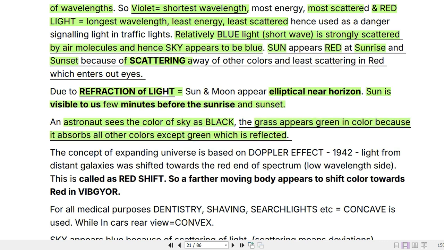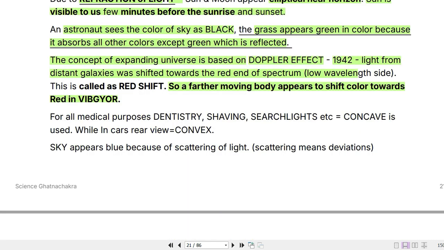The concept of the expanding universe is based on the Doppler effect. 1942 में ये आया था. Light from distant galaxies was shifted towards the red end of the spectrum, that is the long wavelength side. This is called redshift. So a farther moving body appears to shift colors towards red in the VIBGYOR spectrum. ठीक है. So the concept of the expanding universe is based on the Doppler effect and this is 1942. बाकी जो रेड शिफ्ट ऑफ कलर मैंने बताया वो इससे जुड़ा हुआ है कहीं ना कहीं.